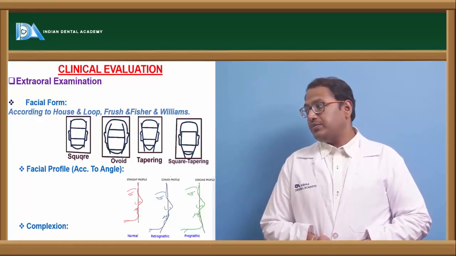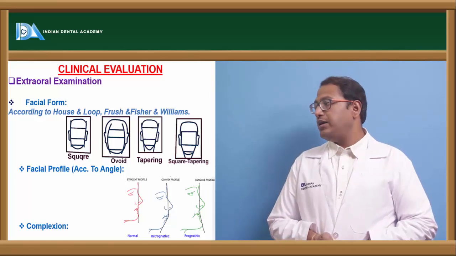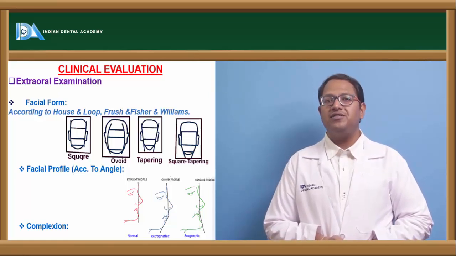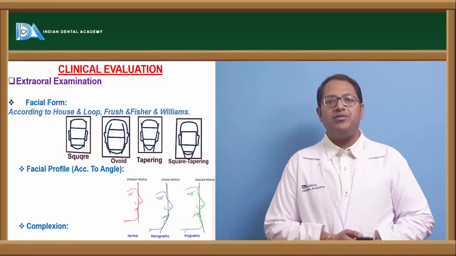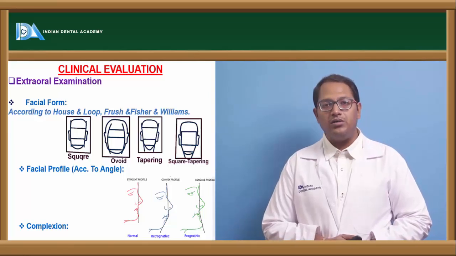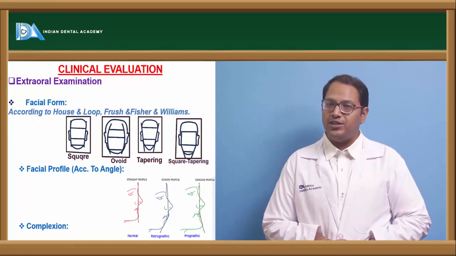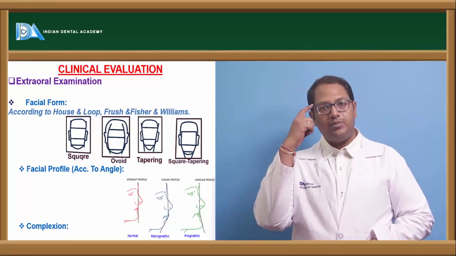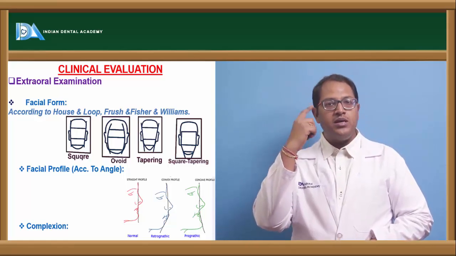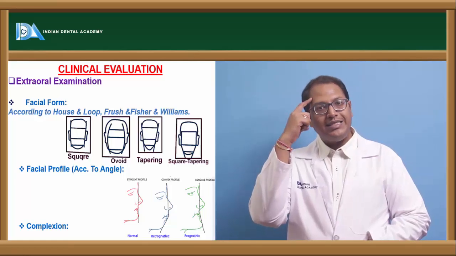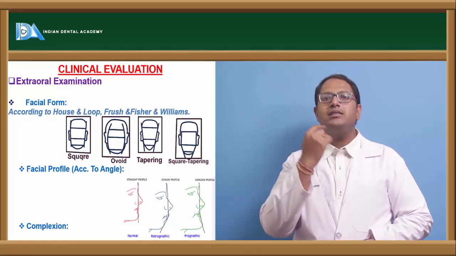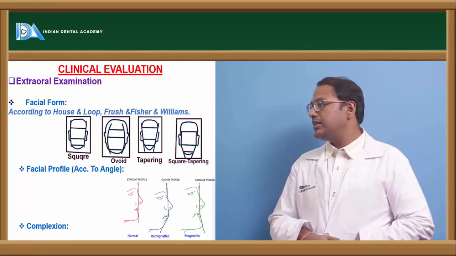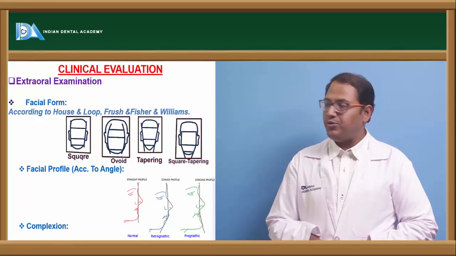Clinical evaluation, extraoral examination. Coming to facial form, how do we decide the facial form of the particular patient? Hausen-Lou, Fisher, Williams, everybody came up with different things, and finally we have now decided on 3 basic points to decide the facial form. The first point is the bizygomatic point here. The second point is over here, the bitemporal points, and the third point is the bigonial points. Once you match these 3 points, you will find out whether the patient is square, ovoid, tapering, or a combination of square tapering.